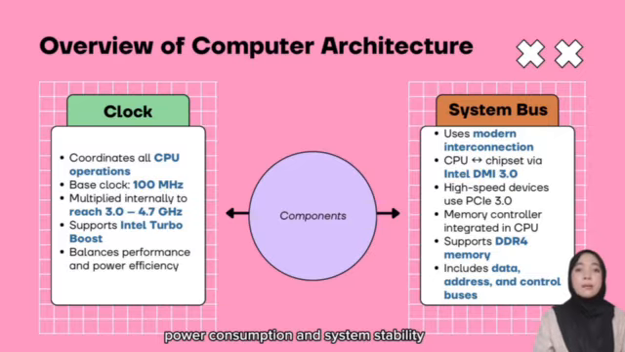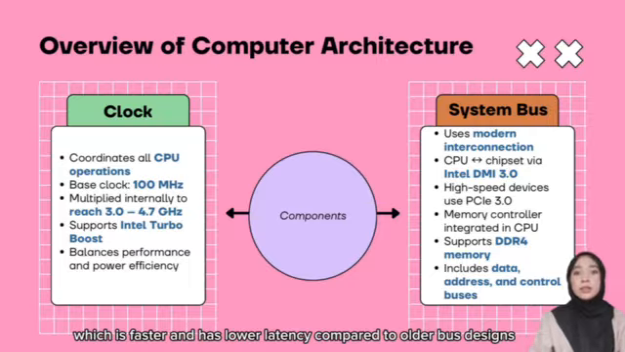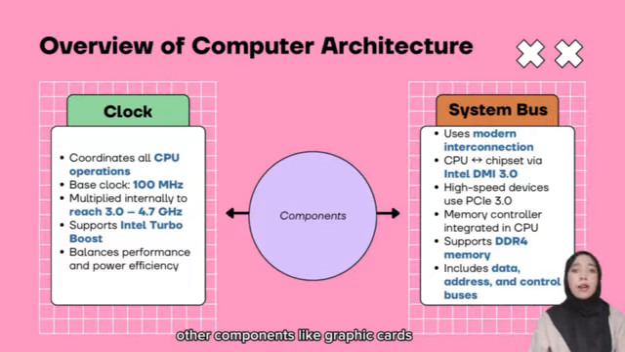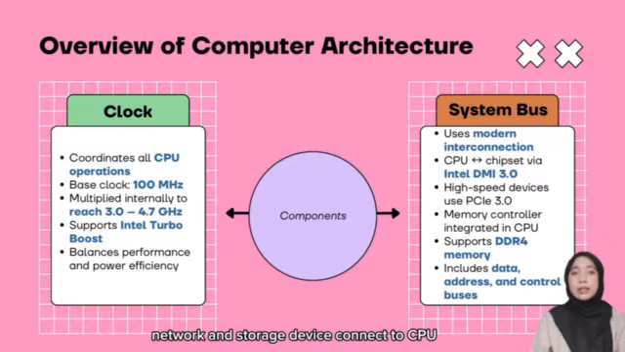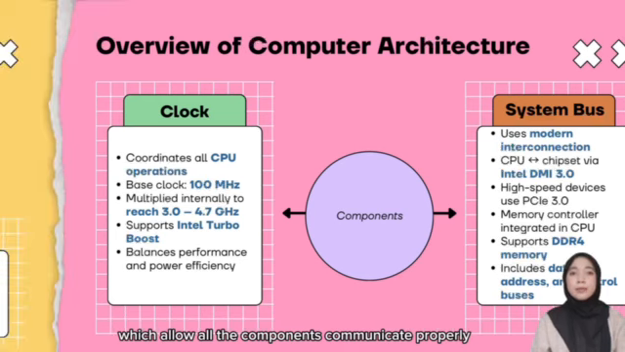Next is the system bus. Instead of using the old front-side bus, Coffee Lake uses modern interconnections. The CPU communicates with the chipset using Intel DMI 3.0, which is faster and has lower latency compared to older bus designs. Other components like graphics cards, network, and storage devices connect to the CPU using PCI Express. The system bus includes the data bus, address bus, and control bus, which allow all the components to communicate properly.